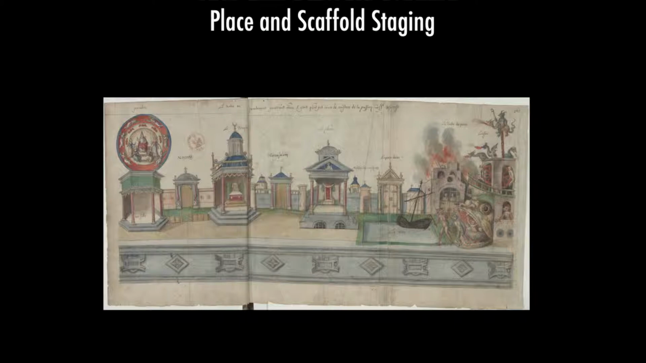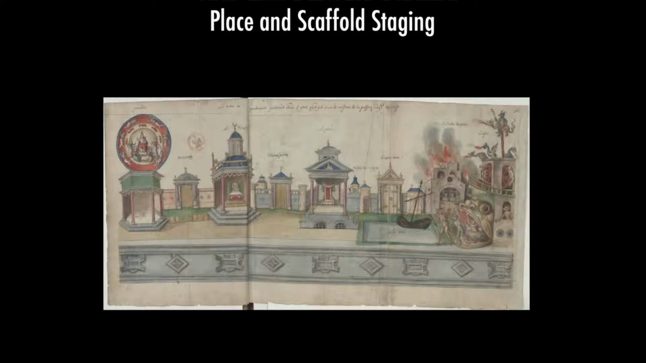And that's sort of the idea behind locus and platea staging, or as you can see here, place and scaffold staging. You have scaffolds, which are individual stages that represent a geographic location. So from this French example, you can see that you have heaven, and you have Jerusalem, you have hell with a hell mouth, you have a ship and a sea, and all these are meant to be distinct geographic locations in a performance space. Now, in some of these plays, the audience and the actors would move between these locations.